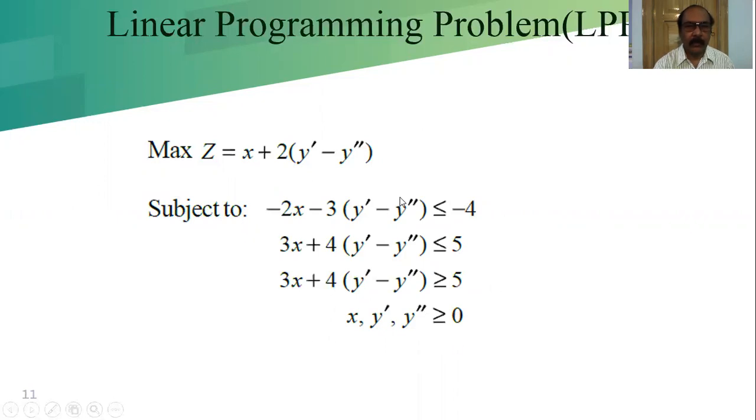Now, how many constraints do we have here? 3. But the last two constraints we got from an equation. So when we are choosing the dual variables, the dual variables will be 3, as there are three constraints in the primal. Let W1, W2 dash and W2 double dash be the dual variables for the dual problem.